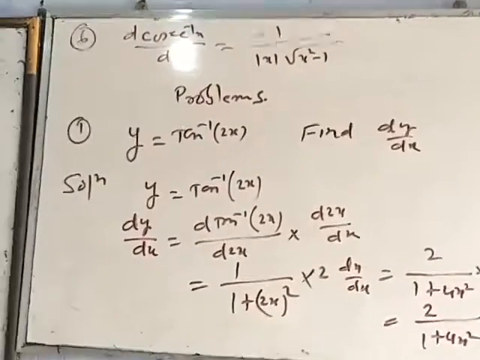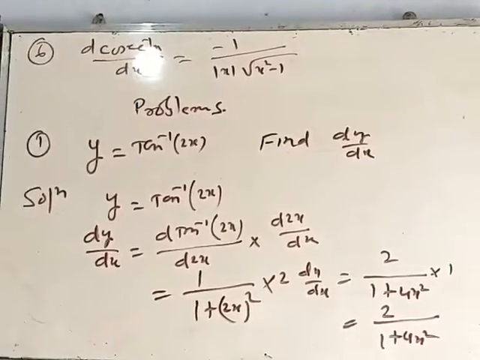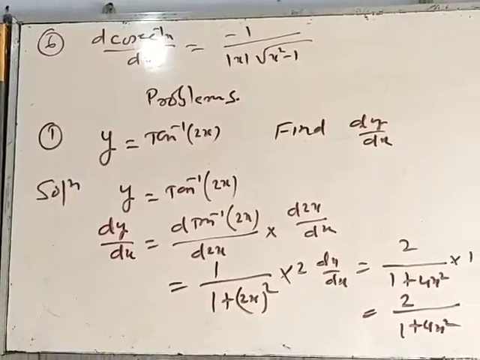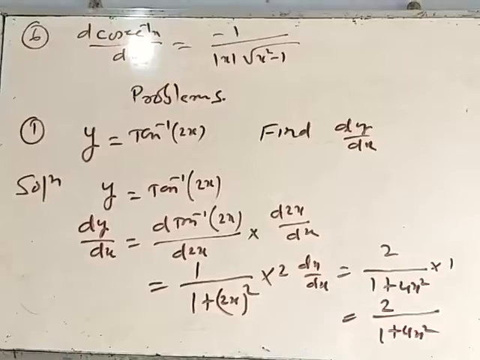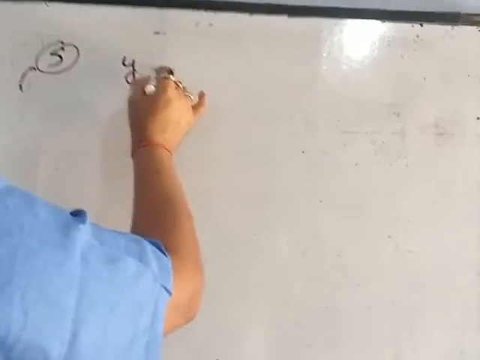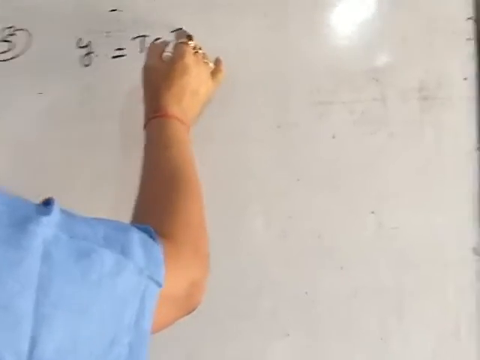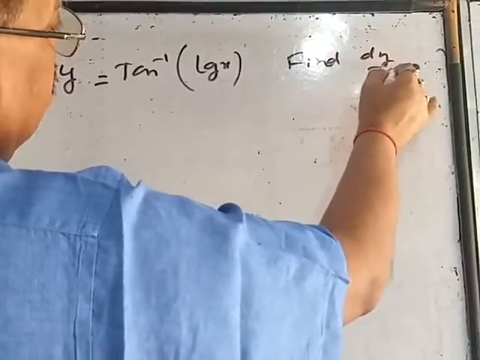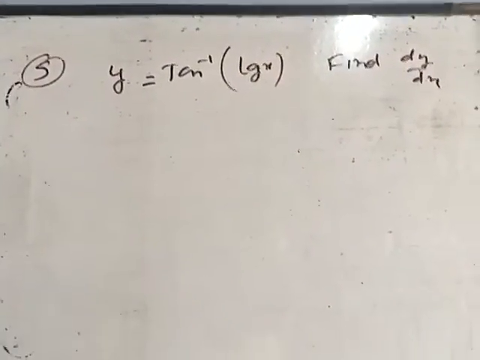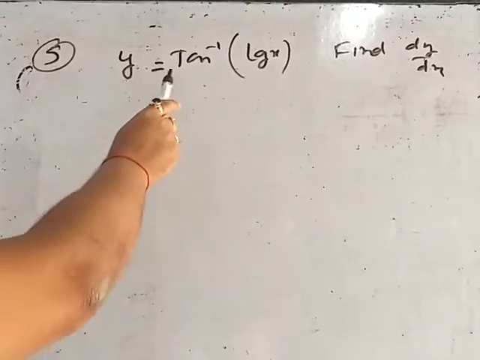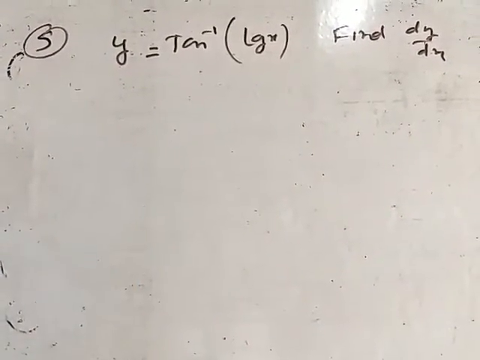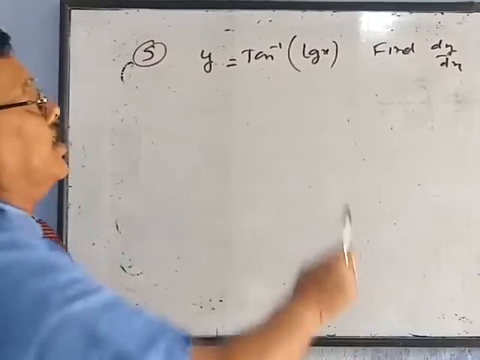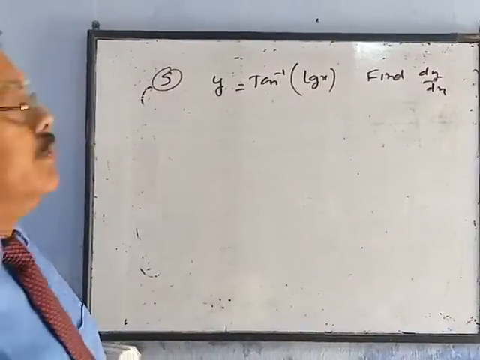Now, the next question I am taking before you. y is equal to tan inverse log x, find dy by dx. Students, you see this function y equals tan inverse log x: tan inverse depends upon log x, and log x depends upon x. So here we apply the chain rule.